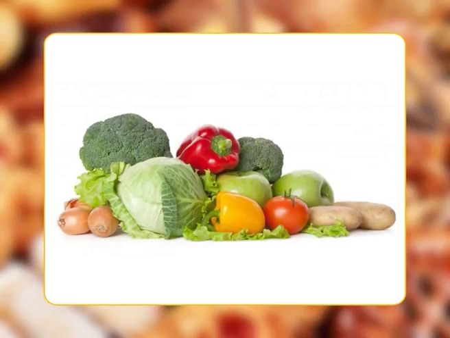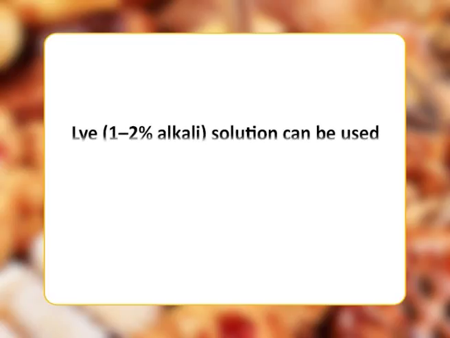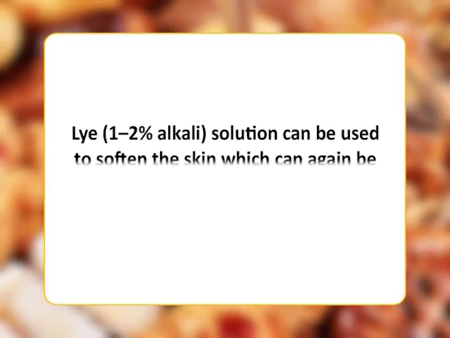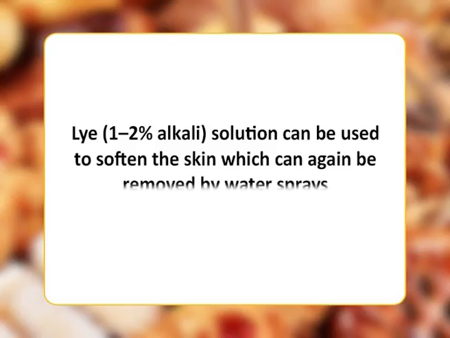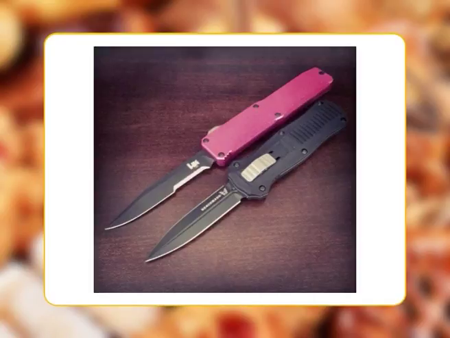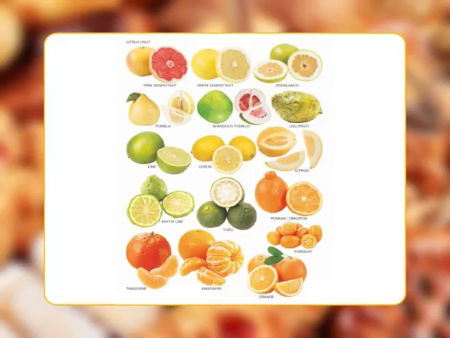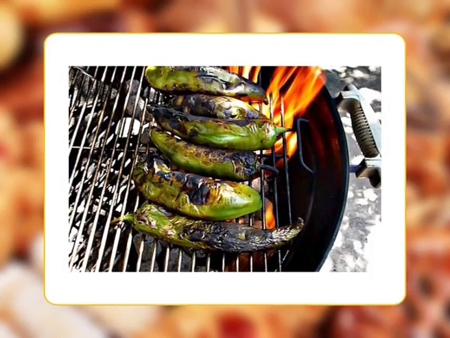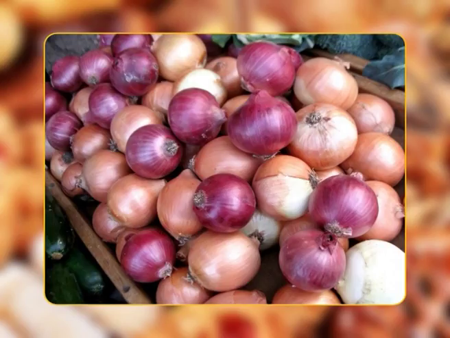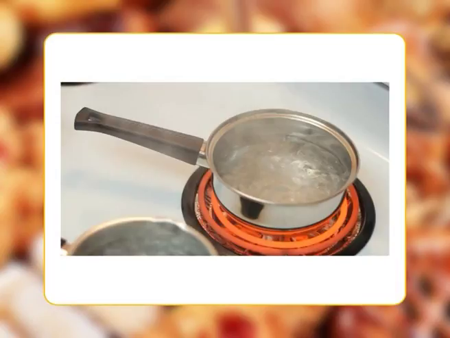Peeling of fruits and vegetables is frequently carried out in association with cleaning. The various methods used for peeling are: lye peeling, which includes the use of 1 to 2% alkali solution that can be used to soften the skin, which can be removed by water sprays. Mechanical knives are suitable for peeling citrus fruits. Flame peeling is useful for onions, in which the outer layers are burnt off and charred skin is removed by high pressure hot water.